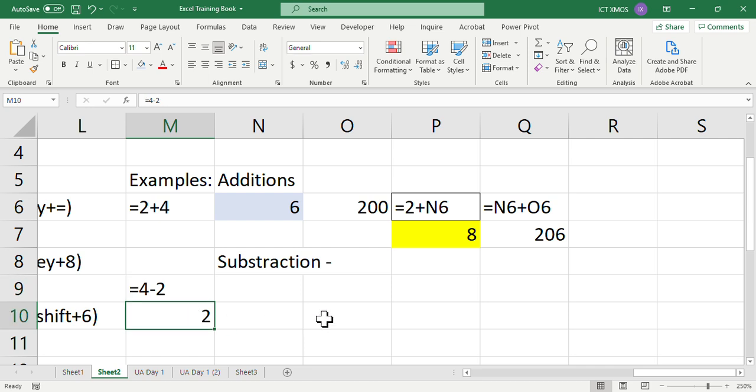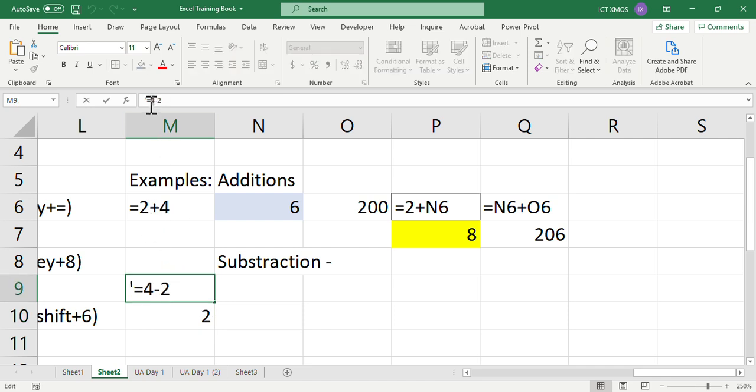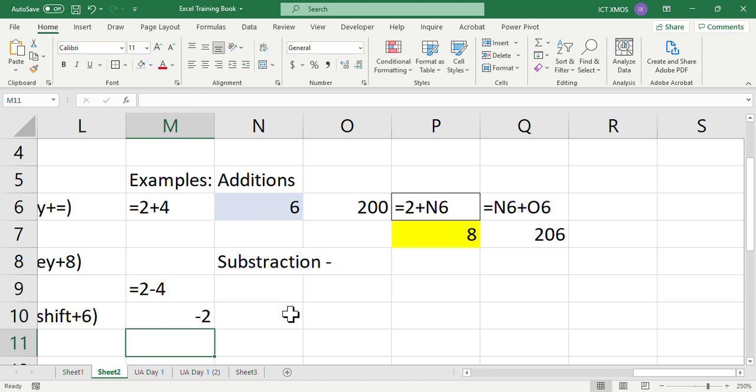If you want to do this one now, let's say 2 minus 4. What will 2 minus 4 give you? Can you see it? Minus 2. Good. Because 2 is smaller than 4, it will be owing 2.